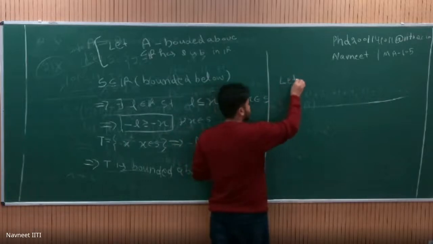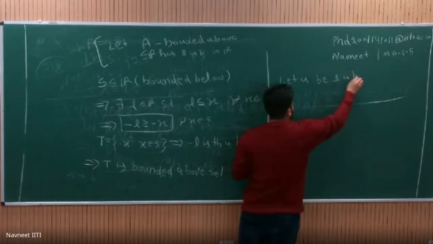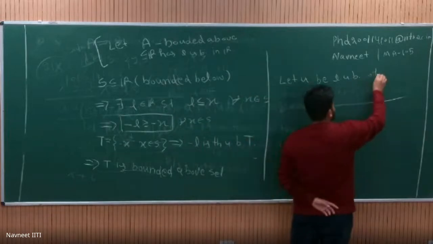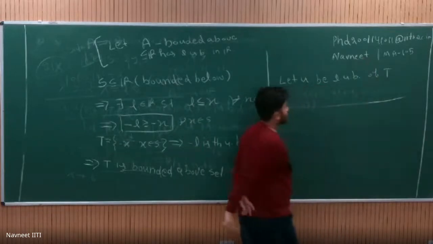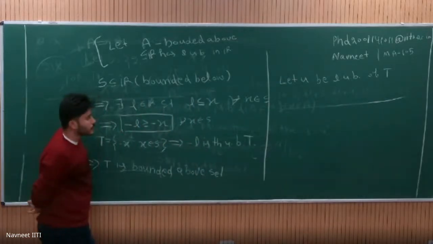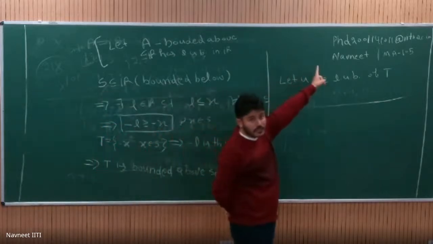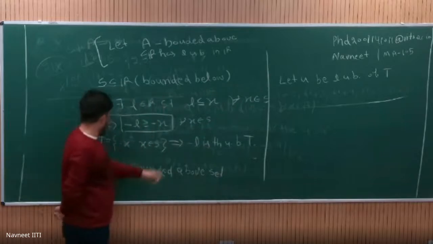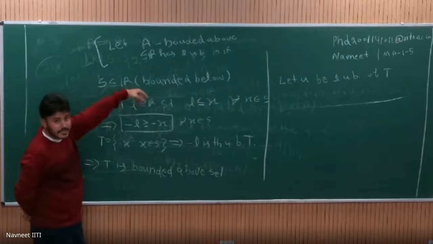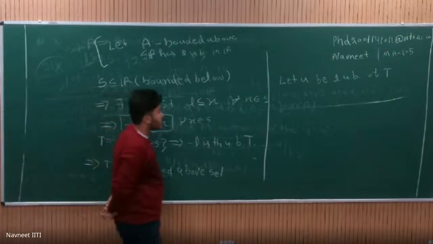Let U be the least upper bound of set T. Now, what is the benefit of least upper bound? I have already told you, if U is least upper bound, then what are the conditions? It should be an upper bound, and any other upper bound is going to be greater than this number. I define this definition just starting the proof. Understand or not? Yes, sir.